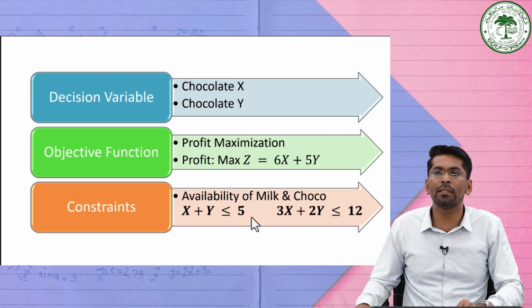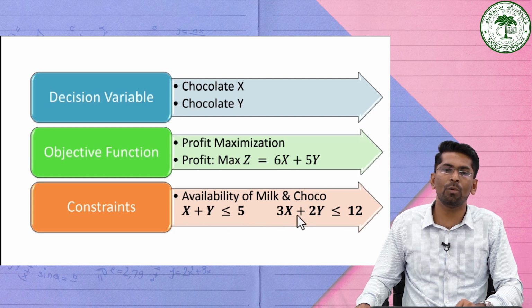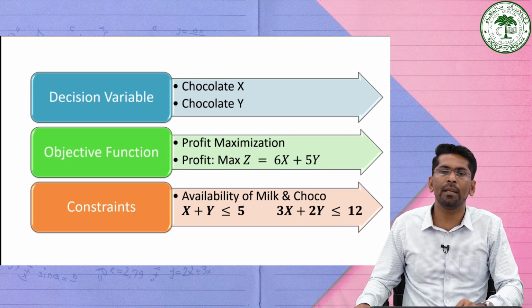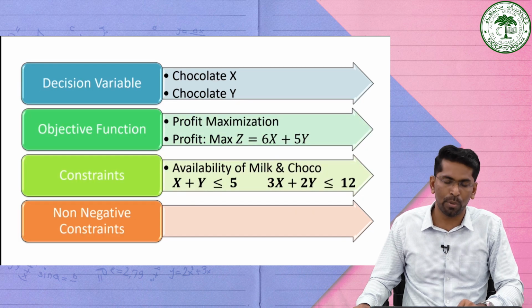So now this is in the standard form of linear programming. We have 2 variables and 2 constraints as well. All the constraints are in the form of inequalities, that is x plus y is less than or equal to 5, then 3x plus 2y is less than or equal to 12. So these are the constraints in the given problem.